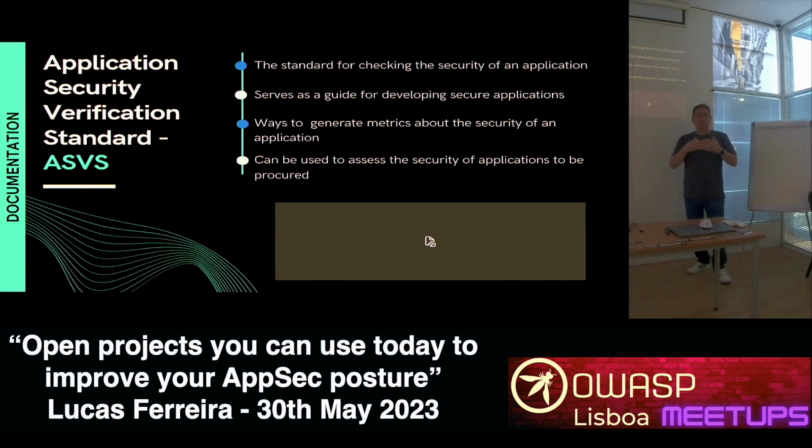You're going to be able to use it to generate metrics on a single application. It can be used in a procurement process, saying I want to buy an application, but I want it to be at assurance level 2 for the ASVS. So it means that there is a very broad description of what the application provider is going to have to do to make sure that you're buying software that is made in a secure way.